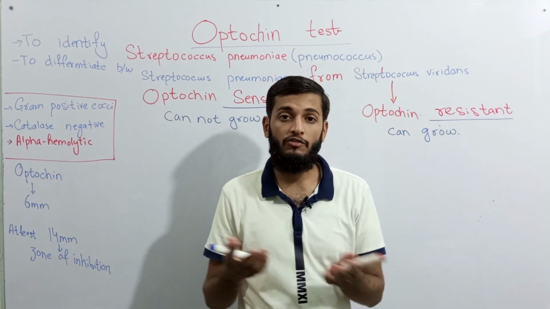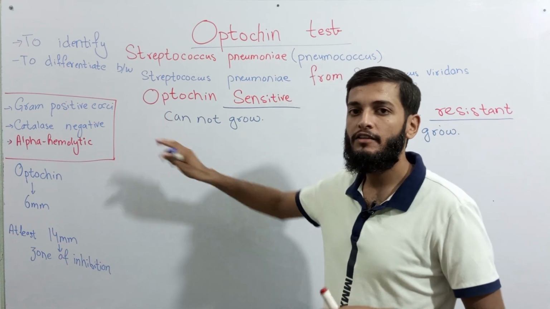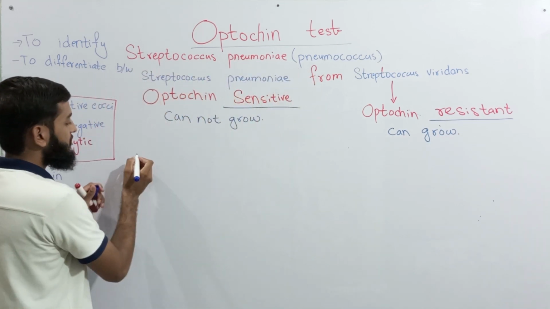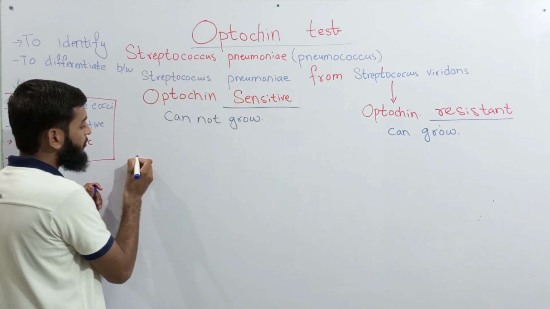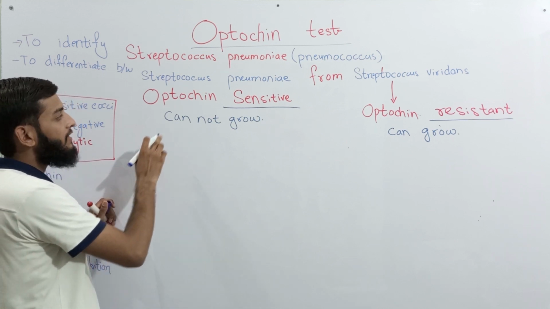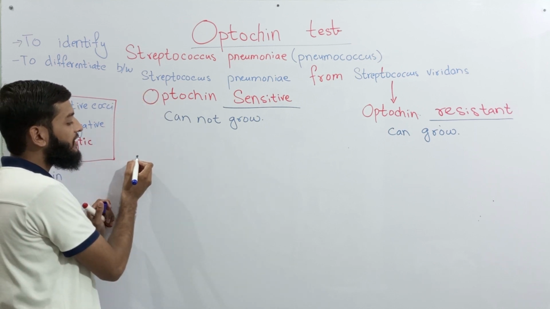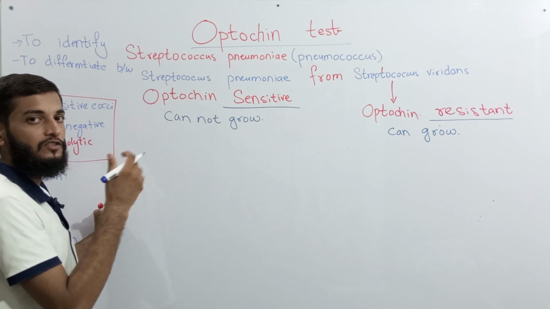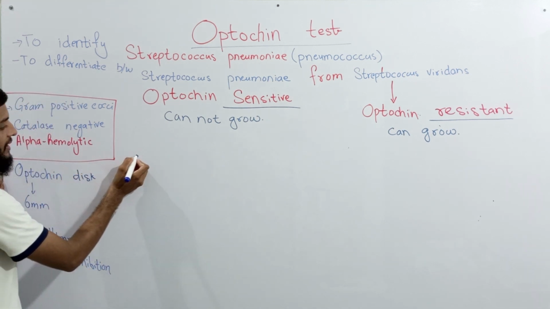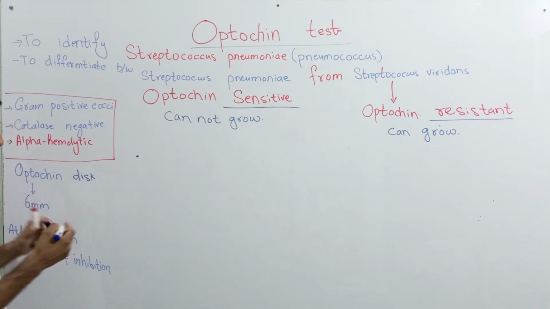But the question is how this test is performed. In this test we use Optochin. This Optochin is diffused on a filter paper, in easy words, a very small filter paper of about 6 millimeter size. Optochin is poured onto this filter paper, and this filter paper is now called Optochin disc. This Optochin disc has a size of about 6 millimeter.